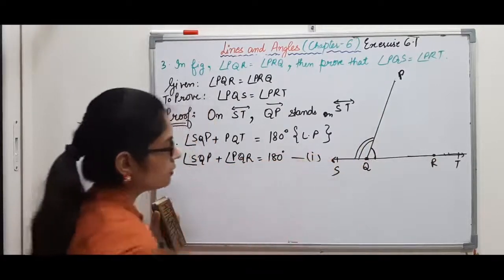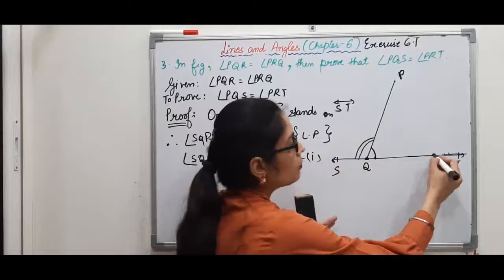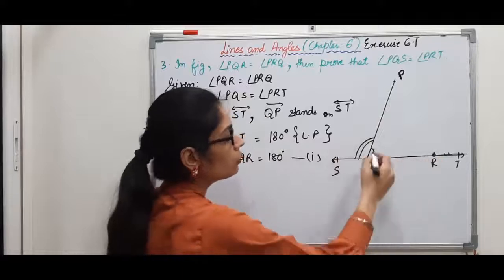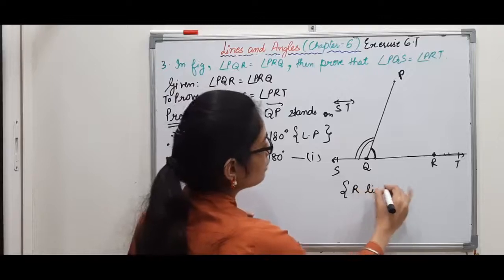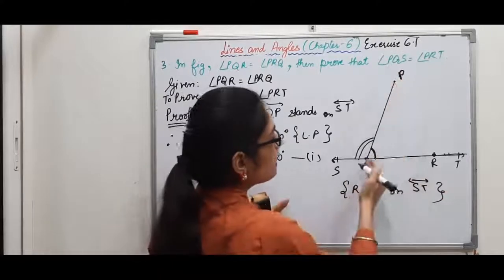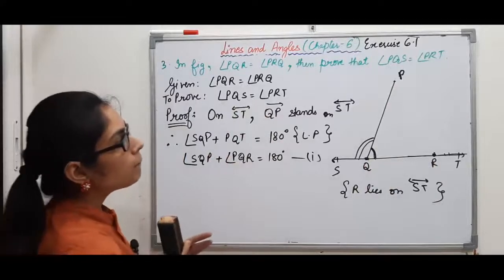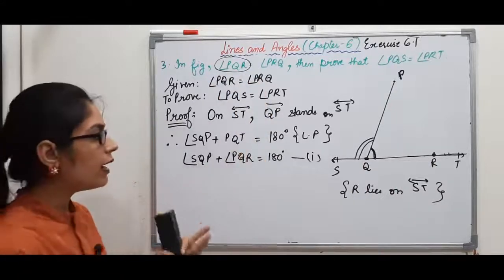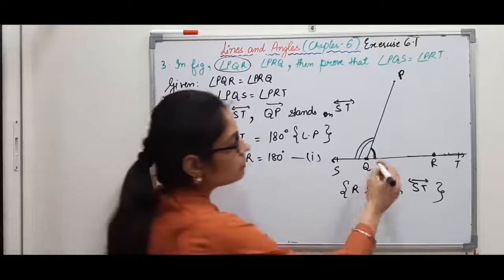Let's mark this as 1. Why have I written PQR? R is a point which lies on this line. So if we write angle PQR also, this will remain the same, because R lies on line ST. It doesn't make any difference whether you take PQT or PQR. This angle will remain the same. We need PQR because it is given in the question, so that's why I have written PQT as PQR.